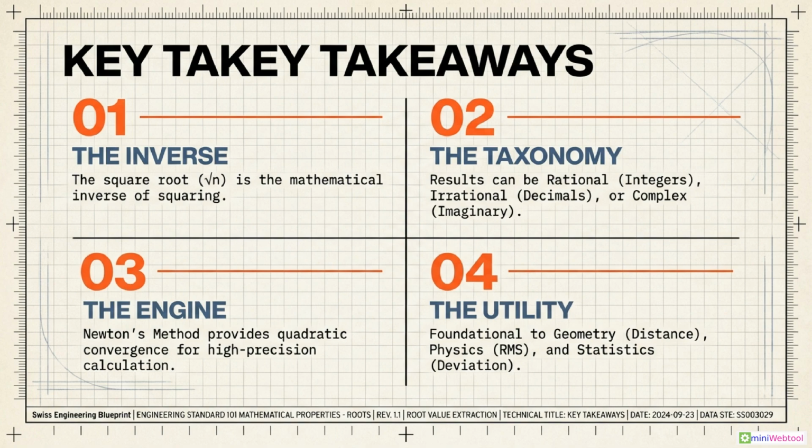The key takeaways are: the square root is the inverse of squaring. Results can be categorized by a taxonomy. Newton's method provides the engine for high precision, and its utility is foundational to geometry, physics, and statistics.